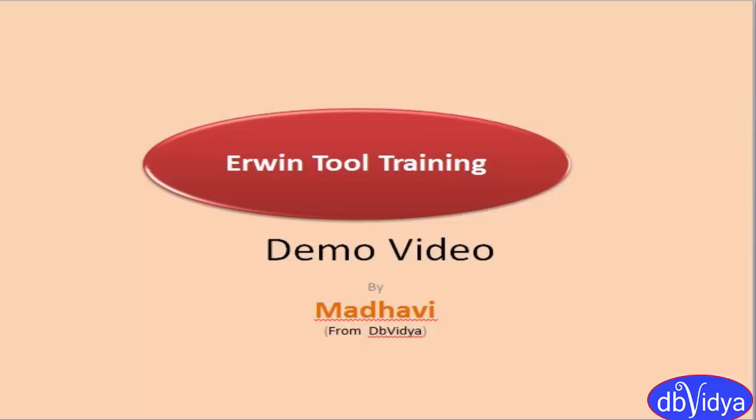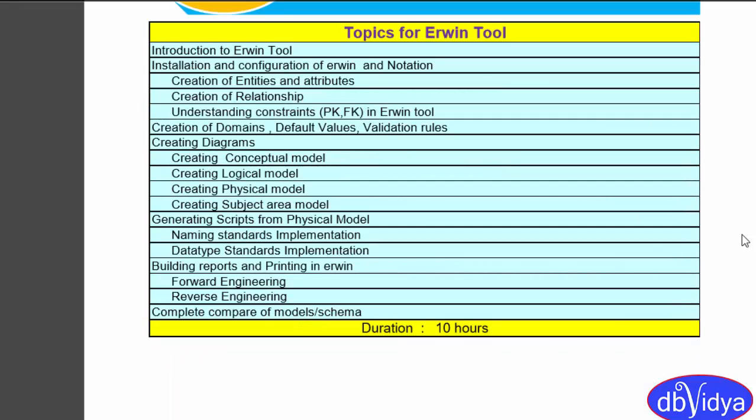Let us start the Erwin tool demo. I will open those contents to explain. It is only about the tool: how to use it, installation, configuration, creating entities and relationships. In your case, instead of entities and relationships, it is facts and dimensions. Then understanding constraints, how to incorporate constraints, and what are the domains, any idea?